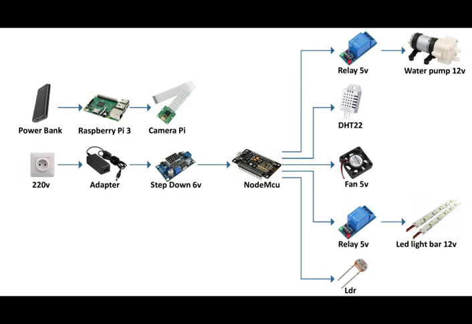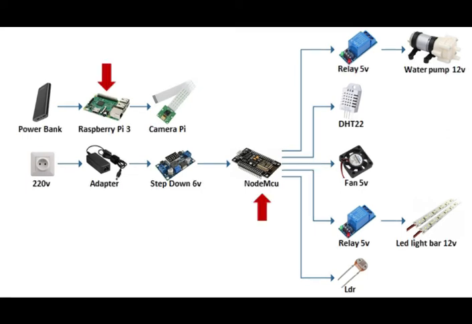What makes the system connected is thanks to these two components, Node MCU and Raspberry Pi 3. Node MCU captures the current temperature around the plant. It sends the data to Raspberry Pi, and then Raspberry Pi receives the data and at the same time records the current video of the plant and sends all the data to the website.